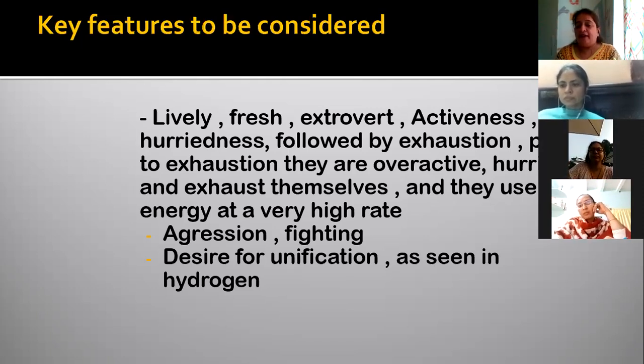Aggression, fighting, desire for unification as seen in hydrogen. So, as I said earlier, the H plus ions, okay? The H plus ion, that is the hydrogen ion, is the reason why the litmus paper turns from blue litmus paper to the red one, okay? So, we need to know about the hydrogen atom as well. The quality of the hydrogen atom is unification. If you see the periodic table, it is located at the extreme left, row 1, the hydrogen.